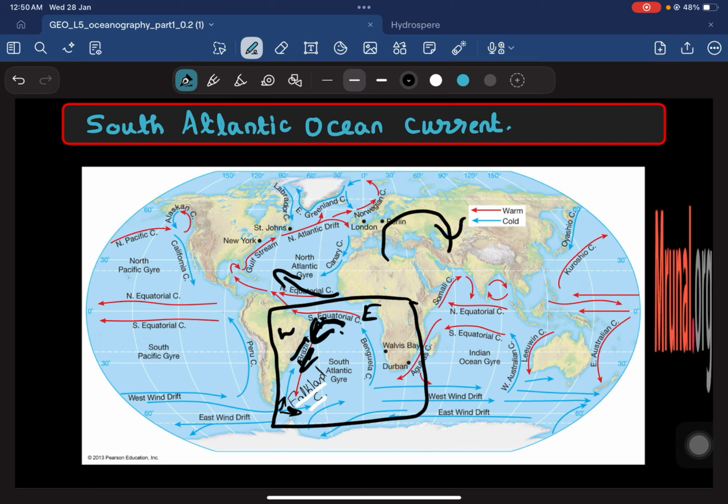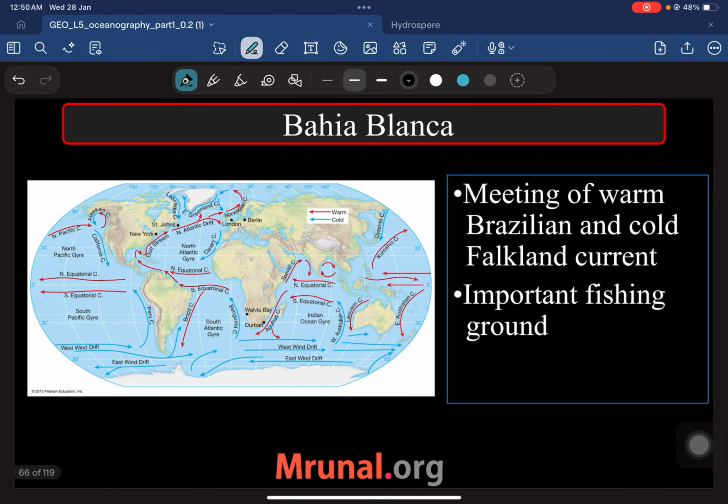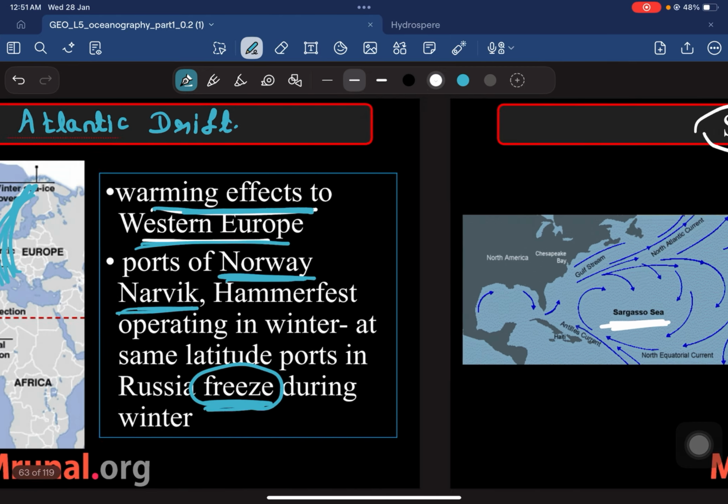One of the branches of the Falkland current will meet the Brazilian current. Where it will meet, the point is called Bahia Blanca. Bahia Blanca means where the Brazilian current will meet the Falkland current. It is called Bahia Blanca.